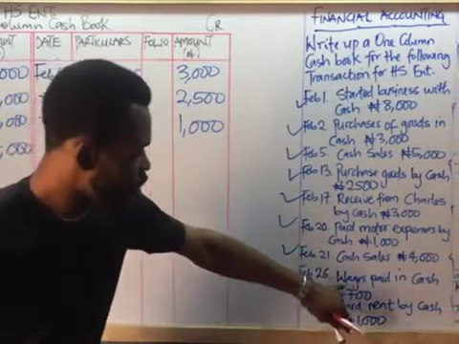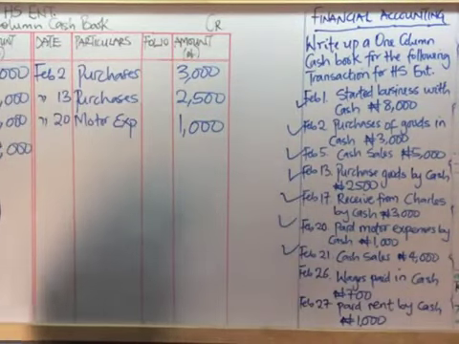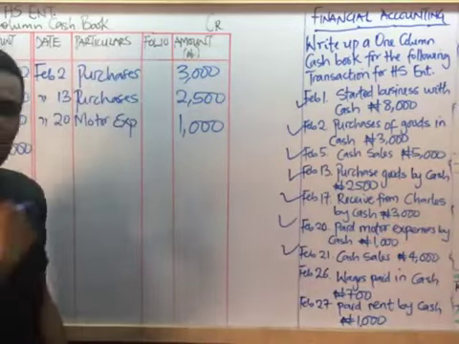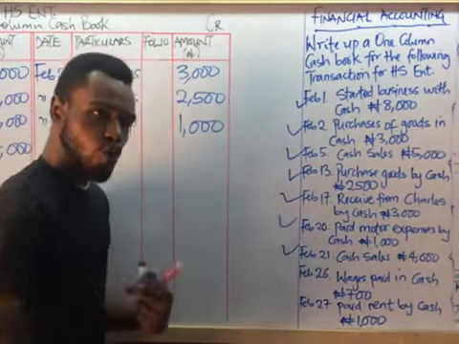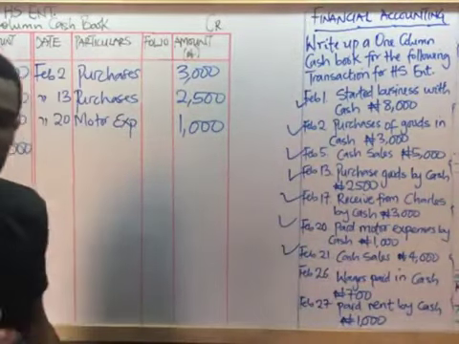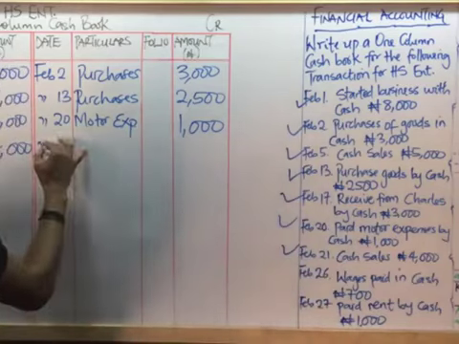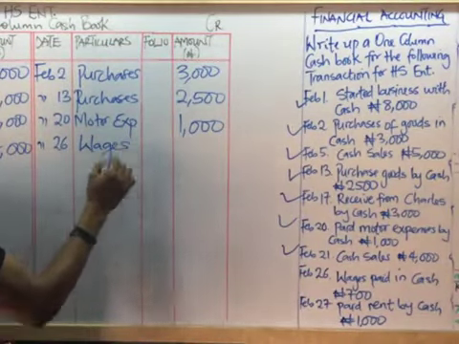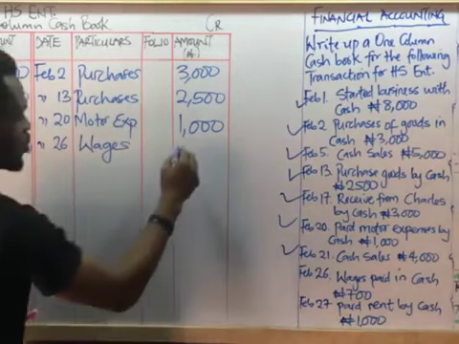February 26, wages paid in cash, 700 naira. You paid for wages in cash. You paid, so something went out of you. You paid with cash, 700. What did you pay for? For the wages. So we have February 26, we have wages. And how much is the wages? 700.